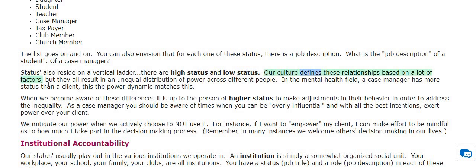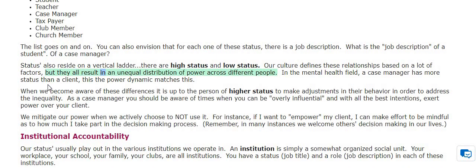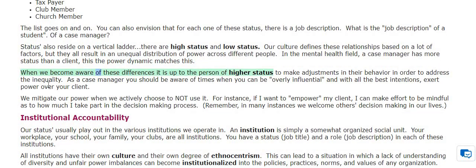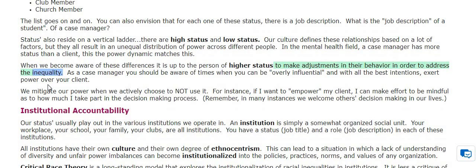Our culture defines these relationships based on a lot of factors, but they all result in an unequal distribution of power across different people. In the mental health field, a case manager has more status than a client. The power dynamic matches this. When we become aware of these differences, it is up to the person of higher status to make adjustments in their behavior in order to address the inequality.